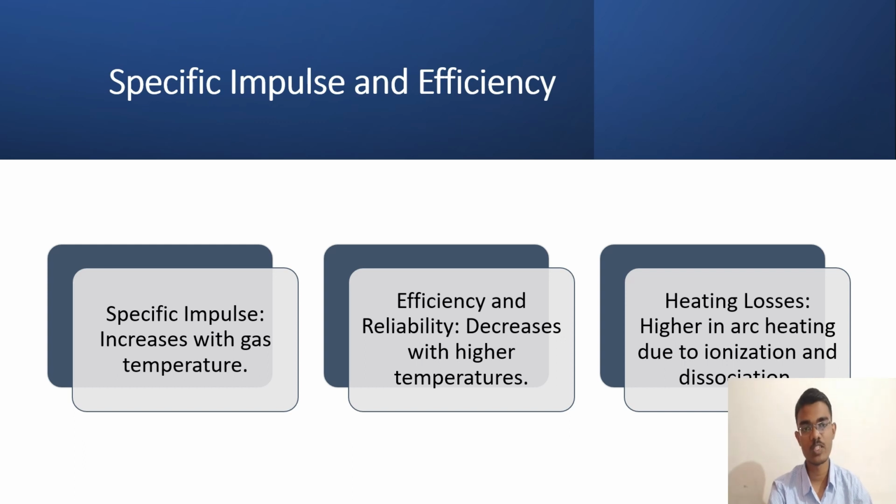Next, specific impulse and efficiency. Specific impulse increases with the gas temperature. As the gas temperature increases, that is, as we heat the propellant, the specific impulse of our jet increases. Then efficiency and reliability decrease with higher temperatures. Heating losses are higher in arc heating due to ionization and dissociation.